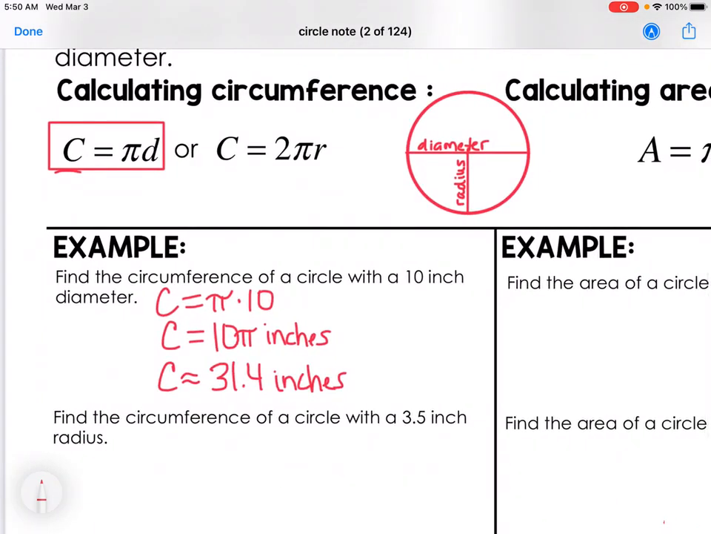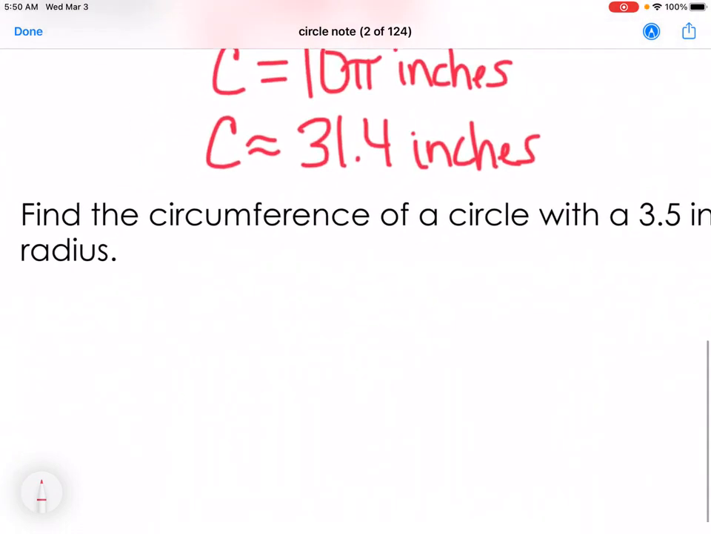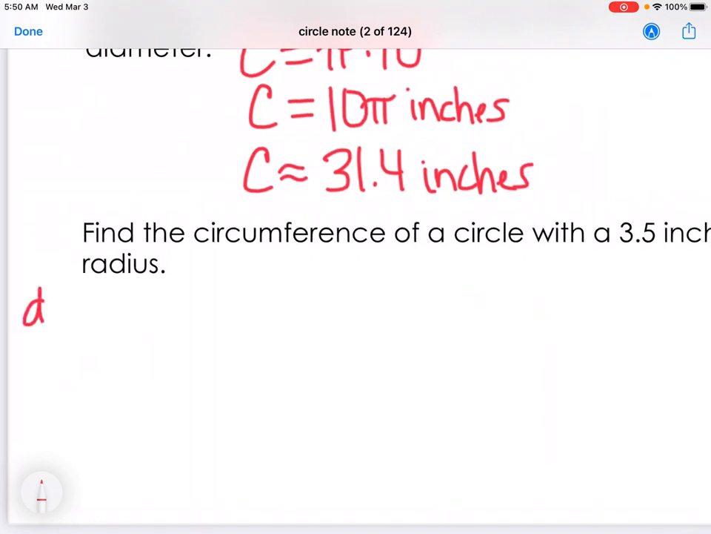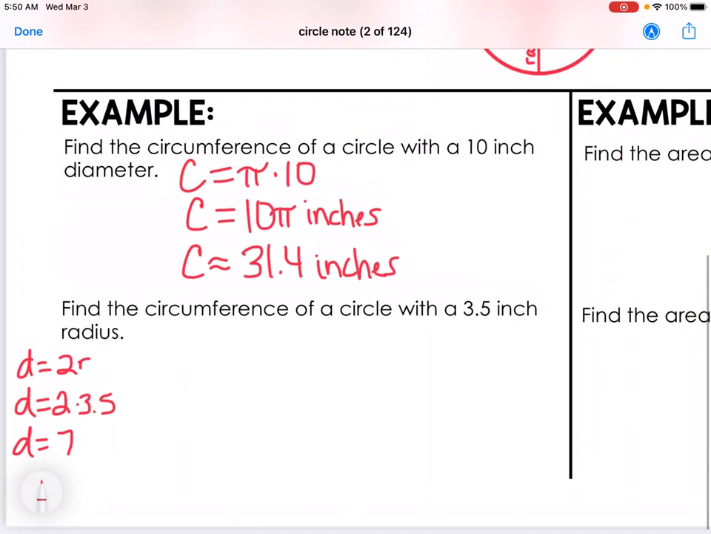Okay, it says find the circumference of a circle with a 3.5-inch radius. So we have a second formula that we can use when we know the radius, which is just 2 times the radius times pi. So since the radius is half the diameter, we just need to multiply the radius by 2 first. So if we know the radius, we know the diameter is equal to 2 times the radius. So 2 times 3.5 tells me that my diameter is 7 inches. So then I can just plug it back into my formula.